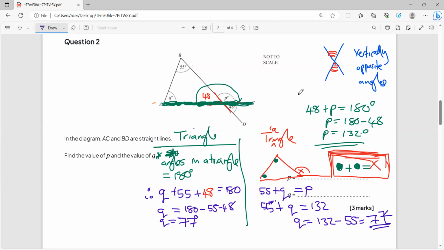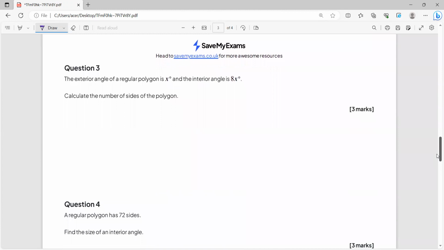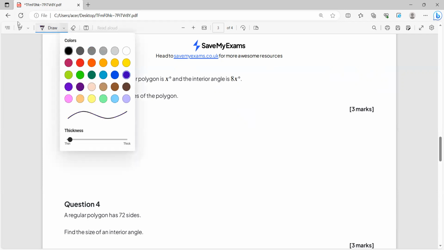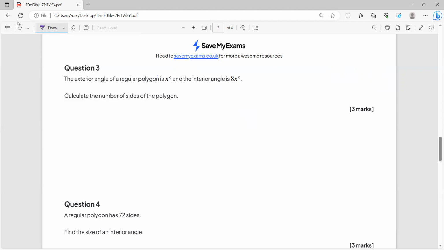All right, let's see if we can do another question quickly. All right, let's look at number 3. The exterior angle of a regular polygon is x and the interior angle is 8x. Calculate the number of sides of the polygon. All right. So for us to get the number of sides of the polygon, we know we're going to use this formula. I always want you to use the exterior angle.